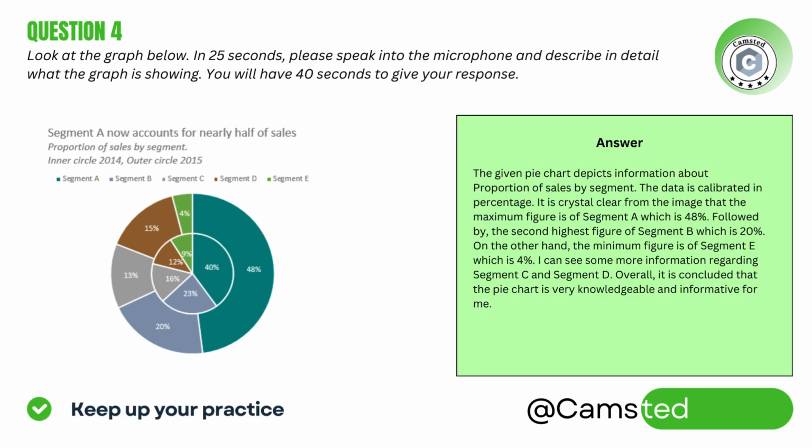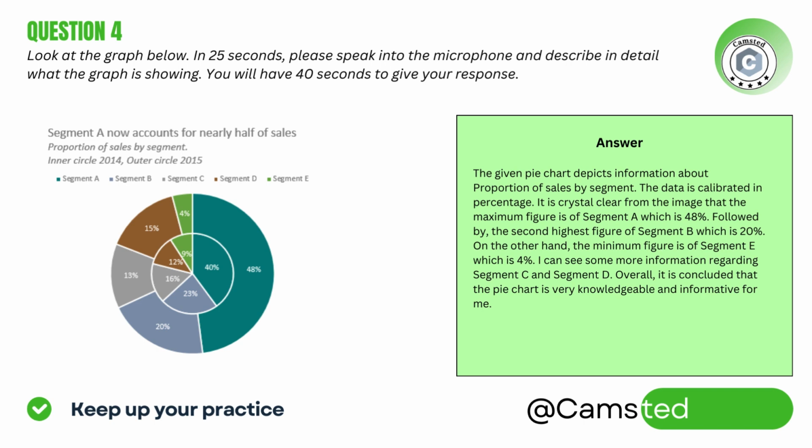The given pie chart depicts information about proportion of sales by segment. The data is calibrated in percentage. It is crystal clear from the image that the maximum figure is of segment A, which is 48%, followed by the second highest figure of segment B, which is 20%.